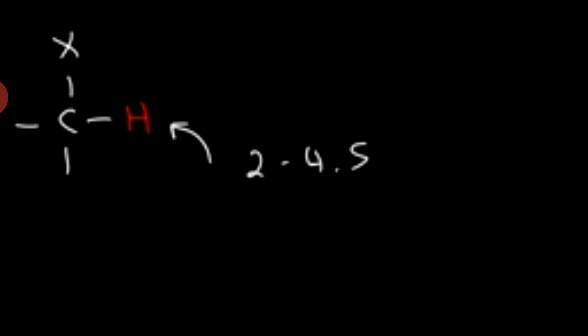Now let us consider the halogens. A proton attached to a carbon which is also attached to a halogen, as we have seen earlier, because of the electronegativity effect, will appear near about 2 to 4.5, and depending on the nature of the halogen, whether it is fluorine, chlorine, bromine or iodine, the value will be deshielded depending on the electronegativity of the halogen.